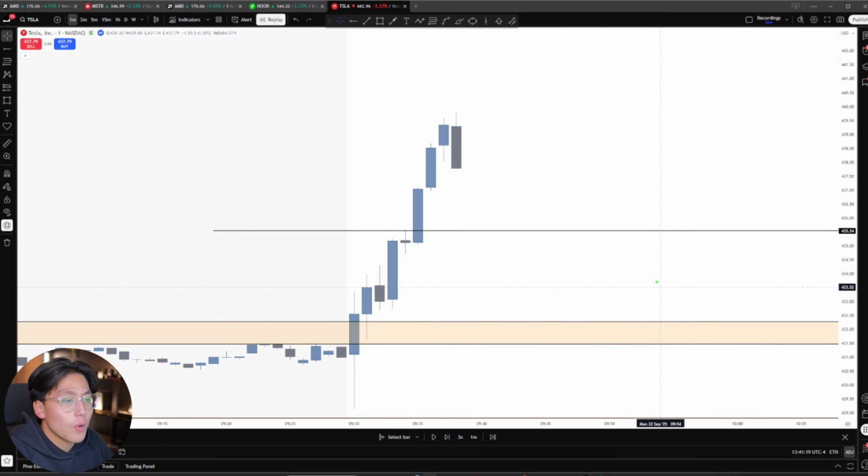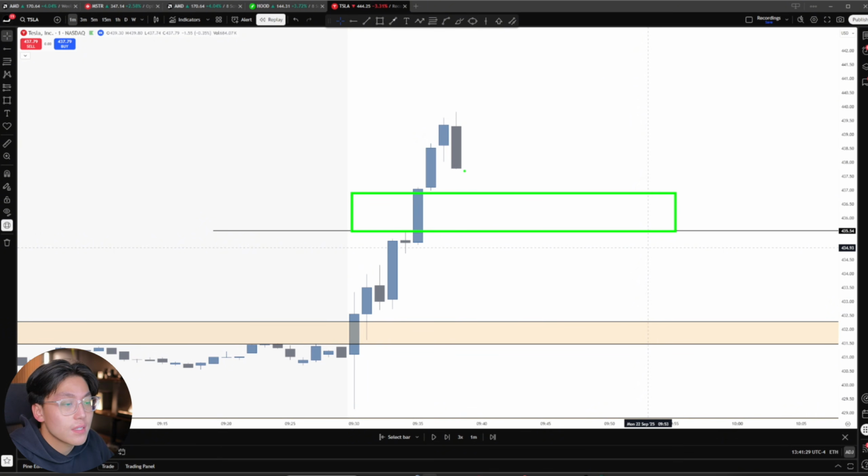Since Tesla is so bullish, it can retest all the way back down towards the bottom of this fair value gap, or it could potentially retest the top of the fair value gap and continue higher as well. So what we're going to have marked out is really just this general area that we like to see price hold for continuation towards the upside.